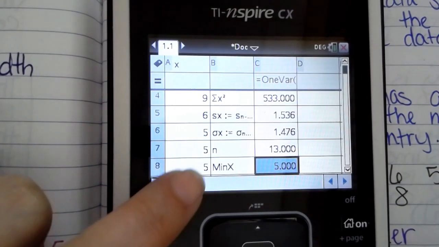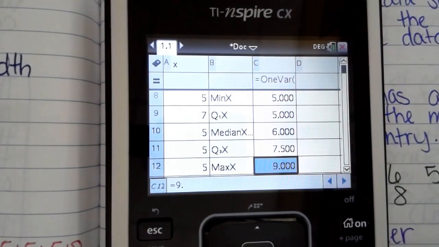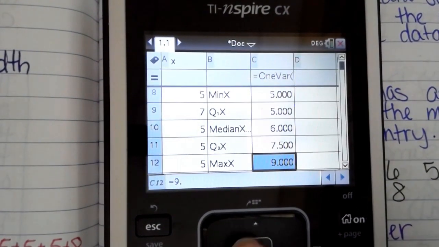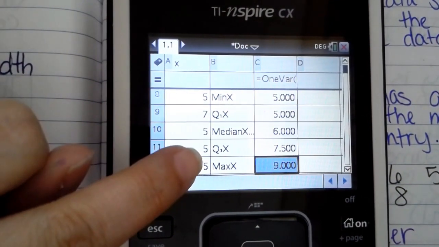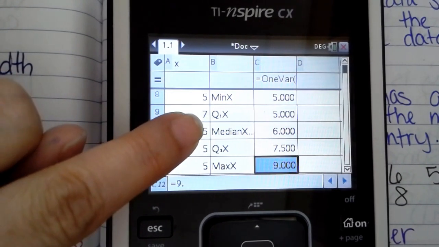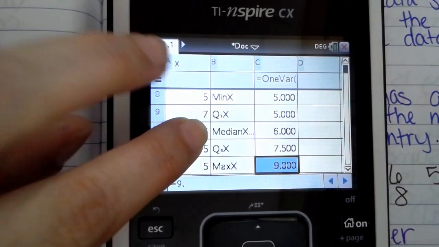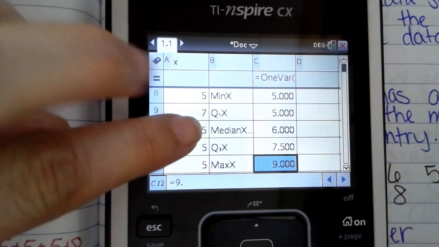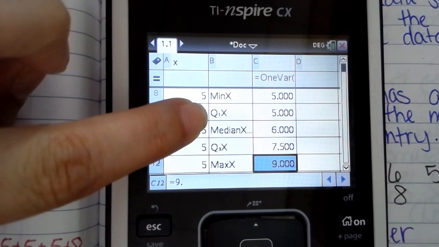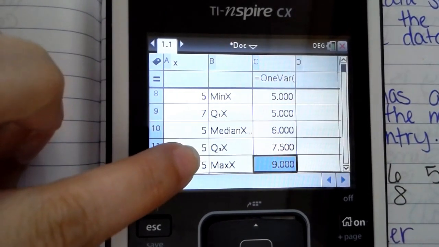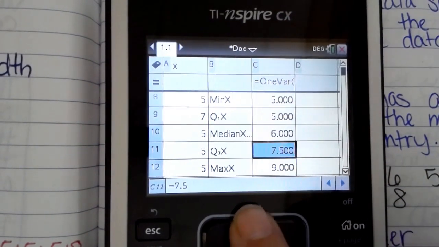N is 13. And then these last 5 always tell us the positions of different numbers if you put them in numeric order. So the minimum data point was 5, the maximum was 9, the middle number, the median, is 6. And if you divide the data into 2 halves, where the median divides it in half, the middle of the first half is Q1, that's 5, and the middle of the second half is 7.5. And that gives us all the information that we would get.